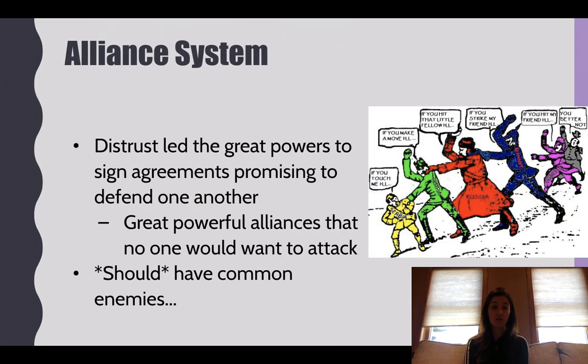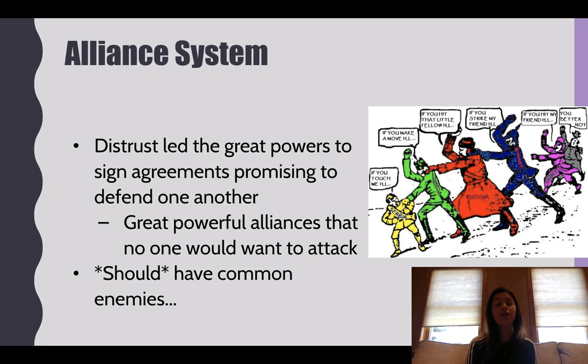Which takes us to the next cause of World War I, and this is the alliance system. So when all of these countries were building up their military, they started to not trust each other. And so the big powers, the Western European countries, signed agreements and promised to defend each other. But here's the kicker. All of these agreements or alliances were secret. So no one knew about them. So all of these countries are rushing to make secret friends. And the theory was that there would be powerful alliances that everyone would want to attack.